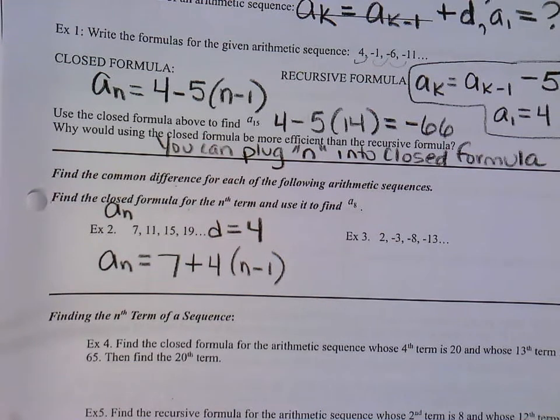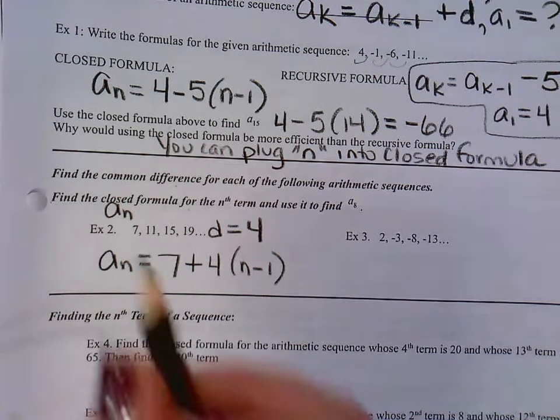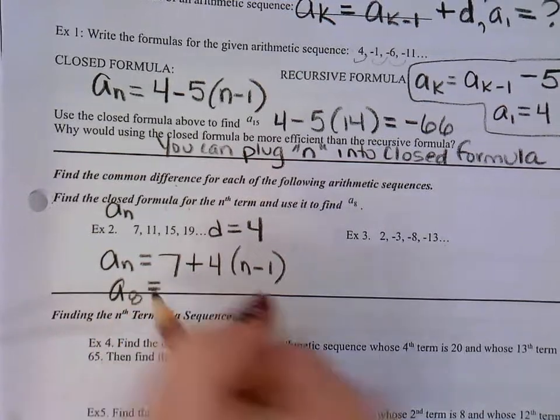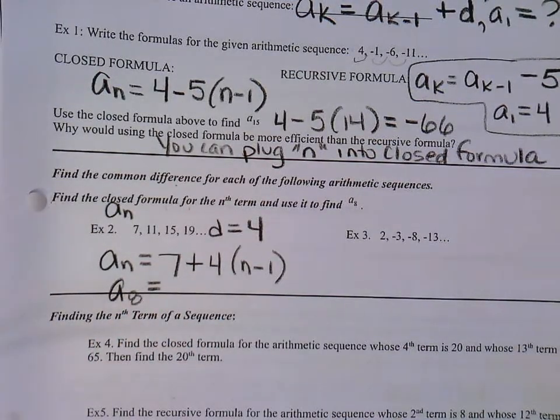So then generate a sub 8. When you plug in 8, what do you get? 7 plus 4 times 7. So 28 plus 7 is 35? Yep.